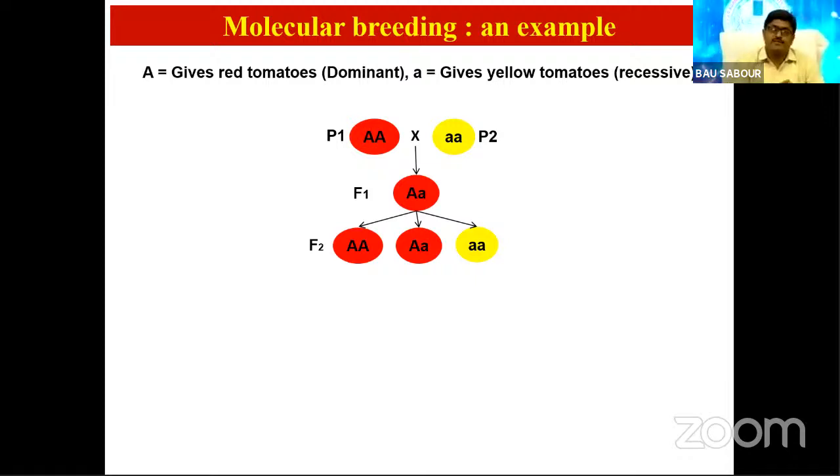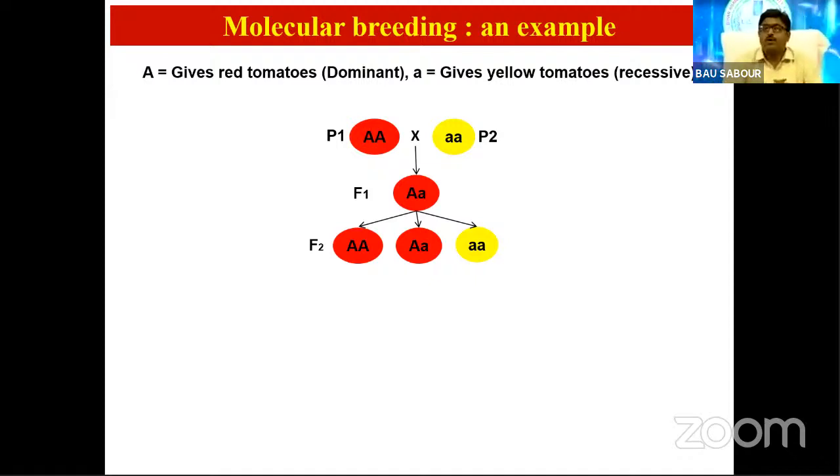So in the next filial generation that I will get after selfing of this F1, it will follow simple Mendelian inheritance, that is capital A capital A, capital A small a, and small a small a. These three genotypes will be produced in a 1:2:1 ratio, and the phenotypic ratio is going to be 3:1, 3 red lines with 1 yellow line.